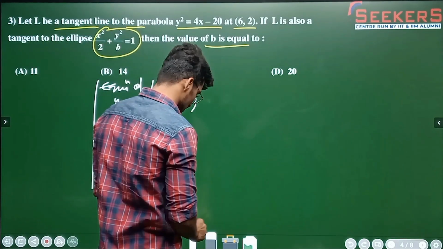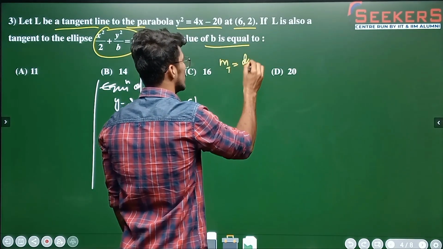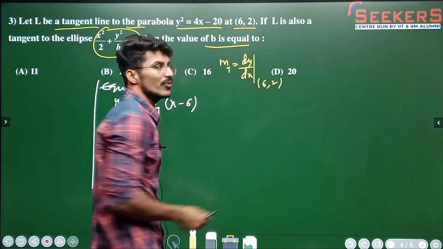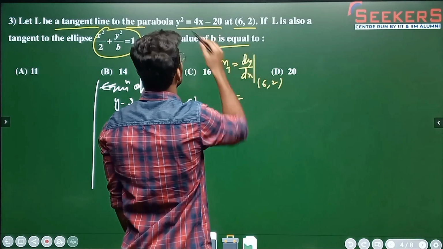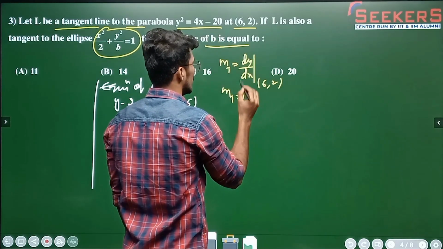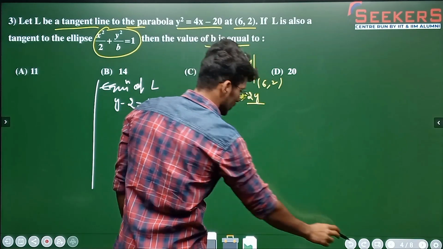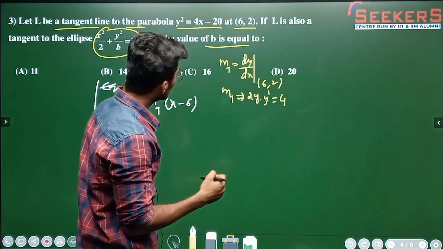Alright, so let me just write over here. Slope of the tangent is what? The derivative of the given function at (6, 2). This is the point given to you, right? Yes. So now dy by dx is going to be what? Slope of the tangent, so how much here? The derivative of the function: 2y into y dash is equal to 4. Alright.